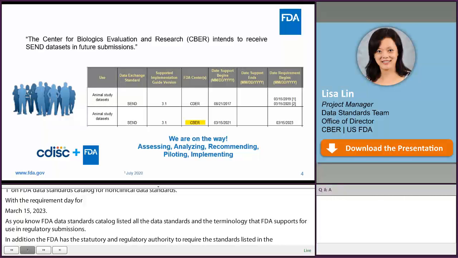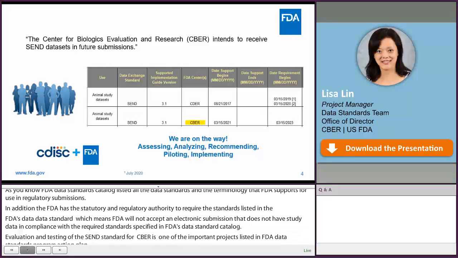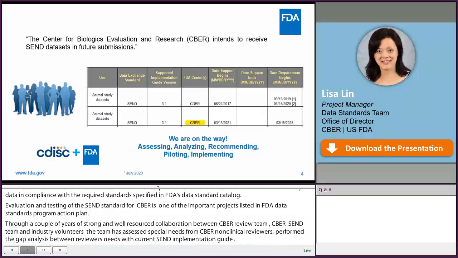Evaluation and testing of the SEND standard for CBER is one of the important projects listed in the FDA Data Standards Program Action Plan. Through a couple of years of strong and well-resourced collaboration between the CBER review team, the CDISC SEND team, and industry volunteers, the team has assessed special needs from CBER nonclinical reviewers and performed a gap analysis between reviewers' needs and the current SEND implementation guide. The team has also performed a proof of concept pilot on multiple studies submitted from industry, and made robust recommendations for CDISC on future standards development. And now, we are ready to implement SEND for CBER.